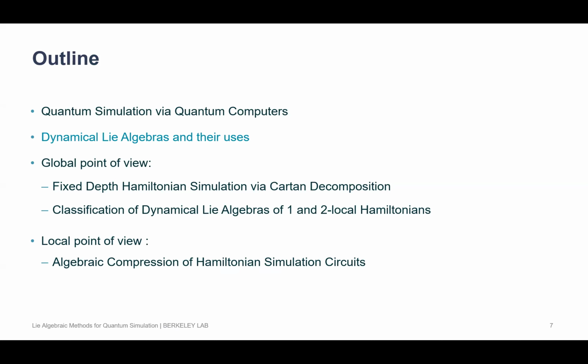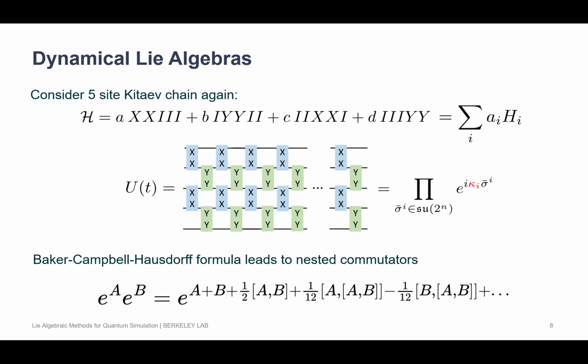So for that, there is something that is called dynamical Lie algebra that I need to define. Again, let's consider 5-site Kitaev chain. But this time I just want to rename these Pauli strings that you see here as H_i, so that I can use it for convenient notation.